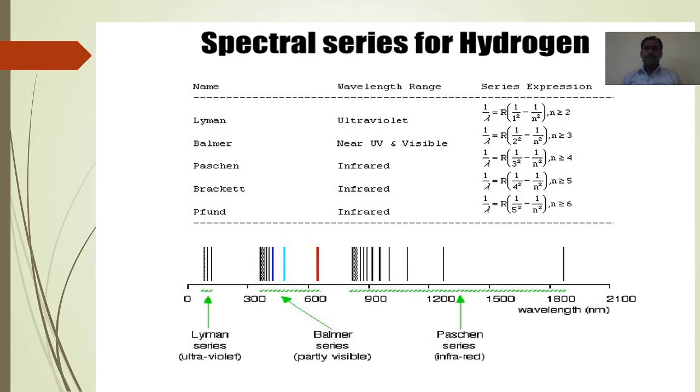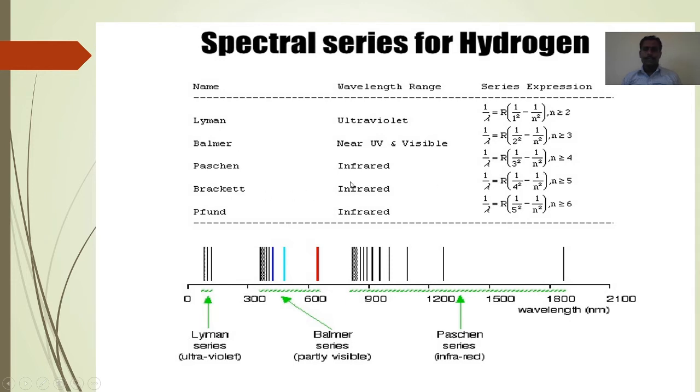Spectral series for hydrogen. The first one is the Lyman series, observed in the ultraviolet region. Its expression is 1 upon lambda is equal to R, 1 upon 1 square minus 1 upon n square, n is greater than or equal to 2. For the Balmer series, observed in near UV and visible, 1 upon lambda is equal to R, 1 upon 2 square minus 1 upon n square, n is greater than or equal to 3. For the Paschen series, observed in the infrared region, 1 upon lambda is equal to R, 1 upon 3 square minus 1 upon n square, n is greater than or equal to 4.